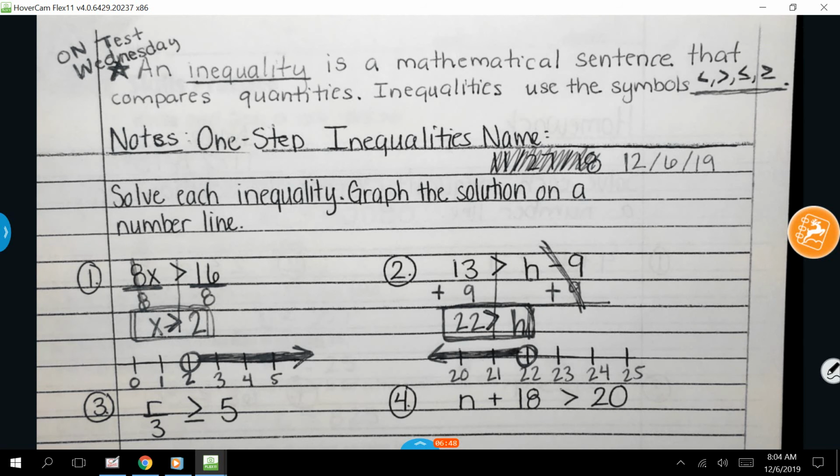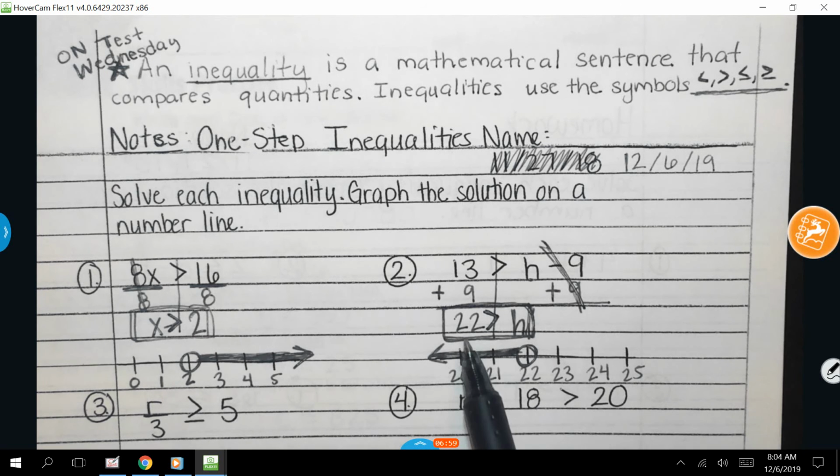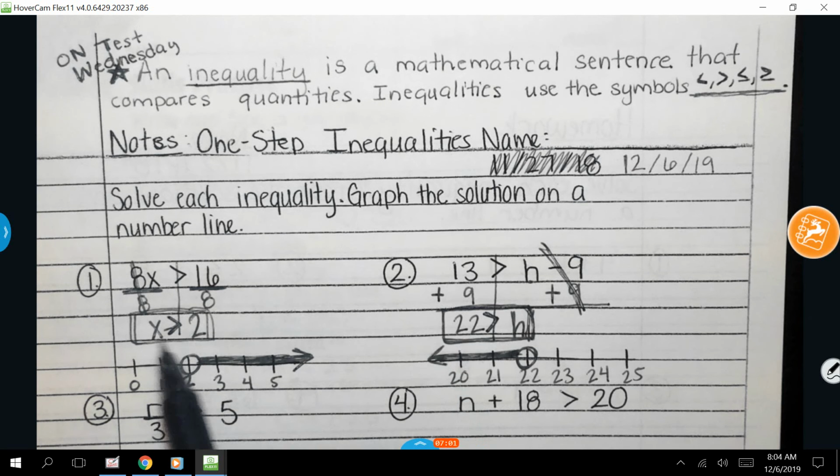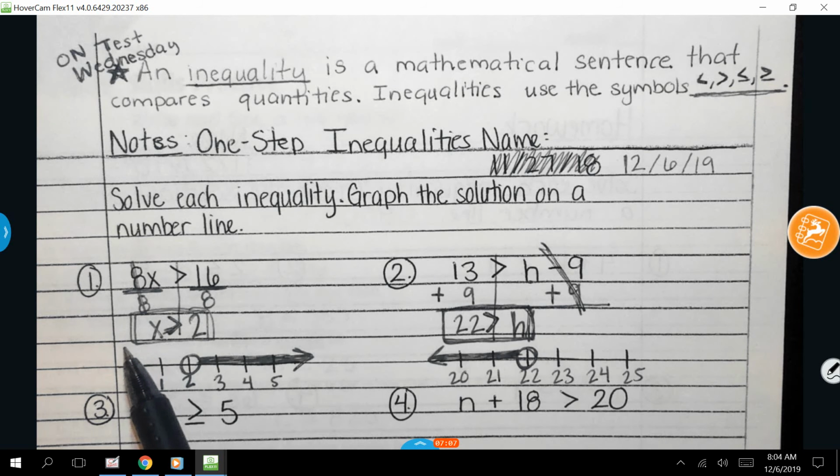Ashlyn? How do you know what kind of dot to use? If it has the bar underneath, the equal to bar, we fill our dot in. If it doesn't have the equal to bar, we want to leave it open. Because in this case, well, we'll look at this one. It's easier to read. In this case, it says x is greater than 2. So x has to be bigger than 2. X can't actually be 2. So that's why we use an open dot to show, hey, 2 is where it starts, but it can't be that number. Okay.